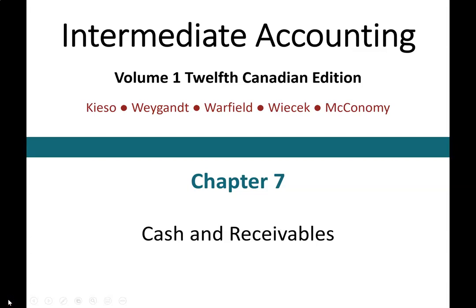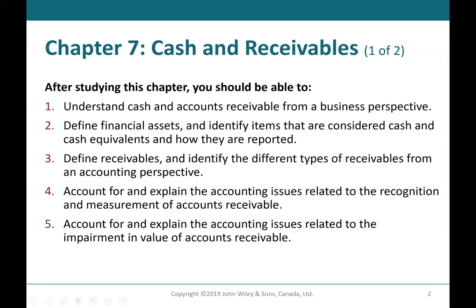Intermediate Accounting, Chapter 7, Cash and Receivables. After studying this chapter, you should be able to: 1. Understand cash and accounts receivable from a business perspective. 2. Define financial assets and identify items that are considered cash and cash equivalents and how they are reported.